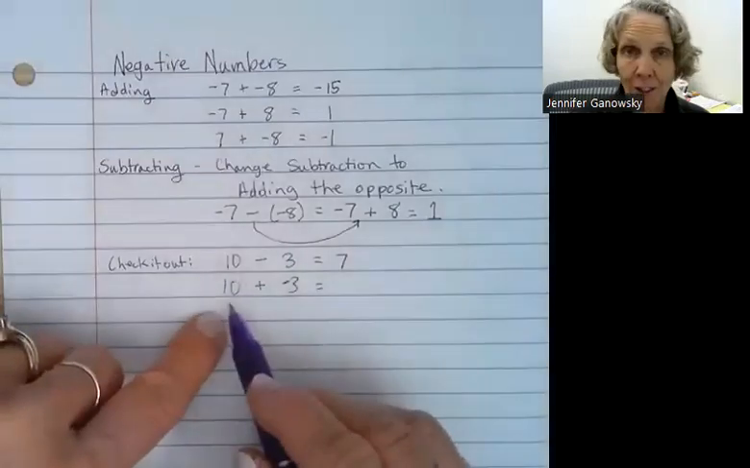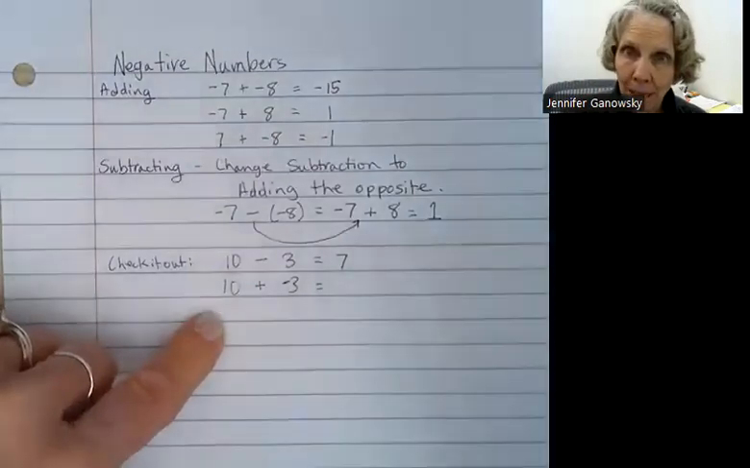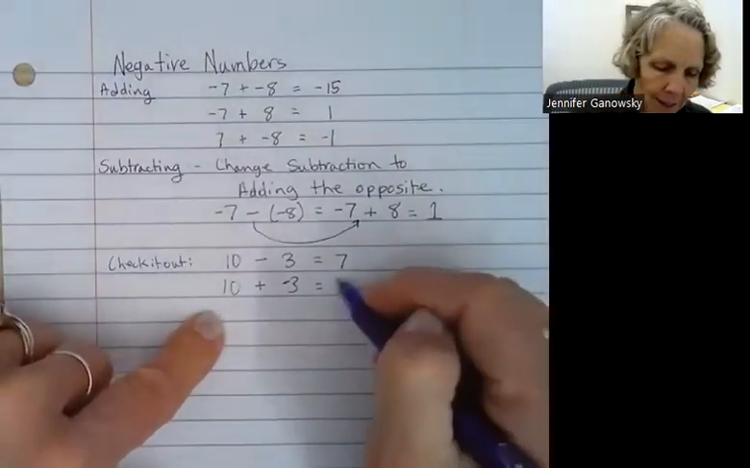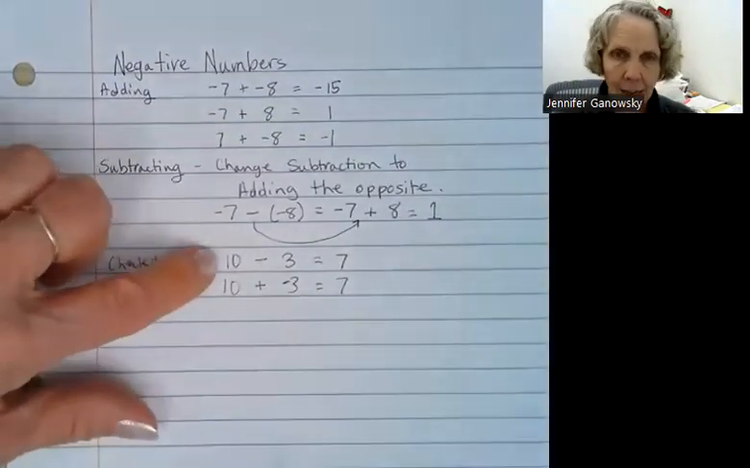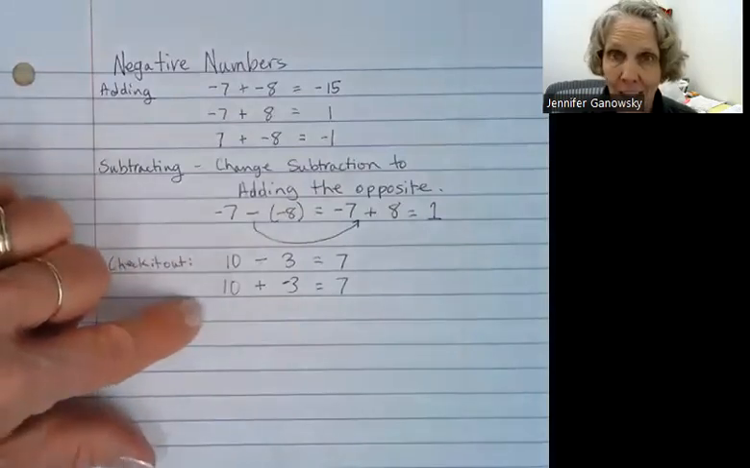Well, if I have $10 and you come along and say, hey, you owe me $3. And I say, hey, I got it. I'll pay you off. What do I have left? I have 7. So you can see how subtracting 3 is the same thing as adding -3.